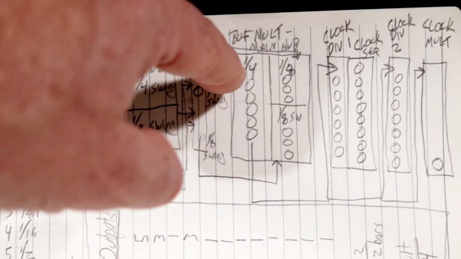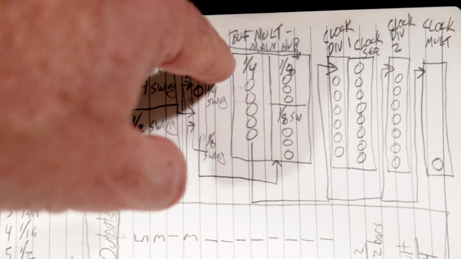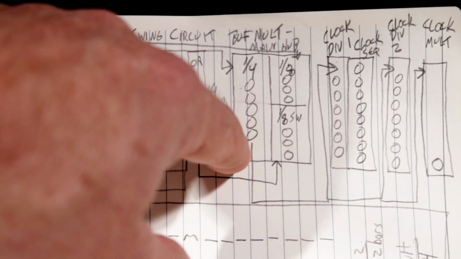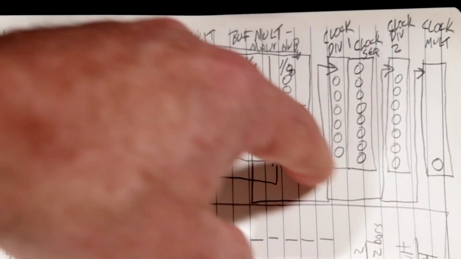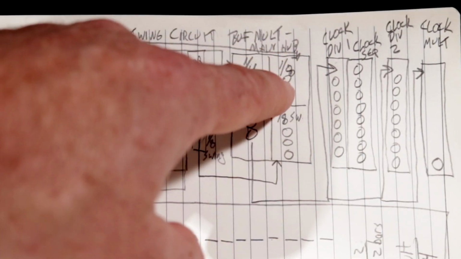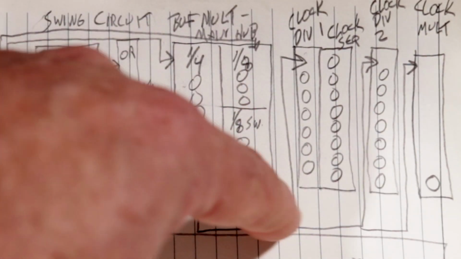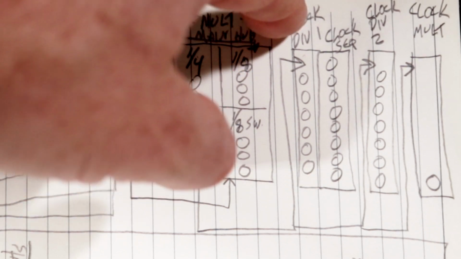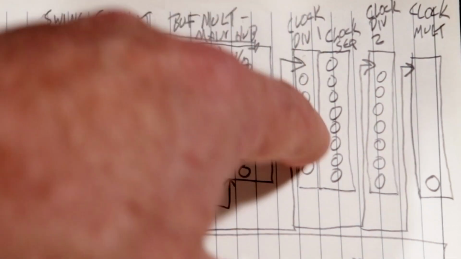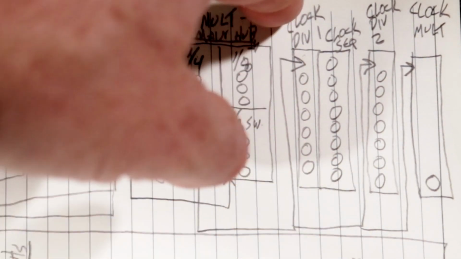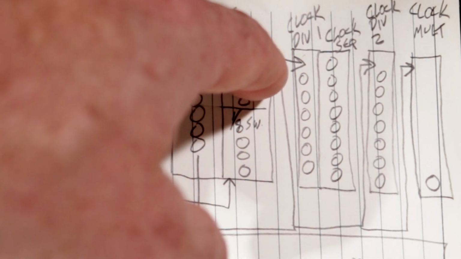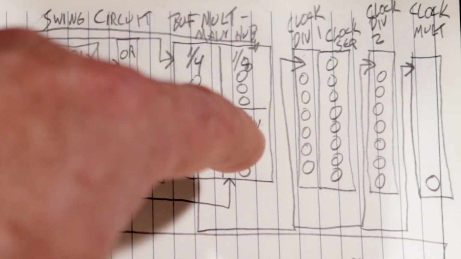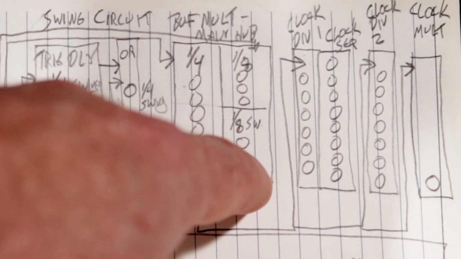Now, in addition to the 5 open outputs for the quarter note from the buffered mult, I'm using 3 more of the outputs to drive the last part of my pulse circuit, which is right over here. It's driving a Doepfer clock divider number 1, which is going to give me a lot of common and easy subdivisions. So, you know, half notes, whole notes, 2 bars, 4 bars, 8 bars, 16 bars.